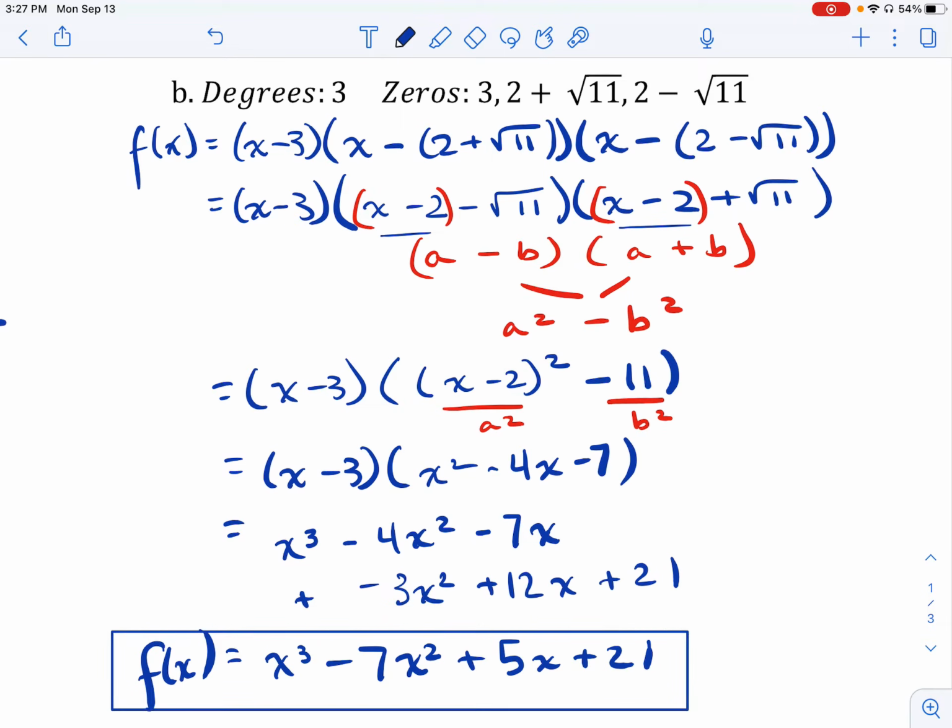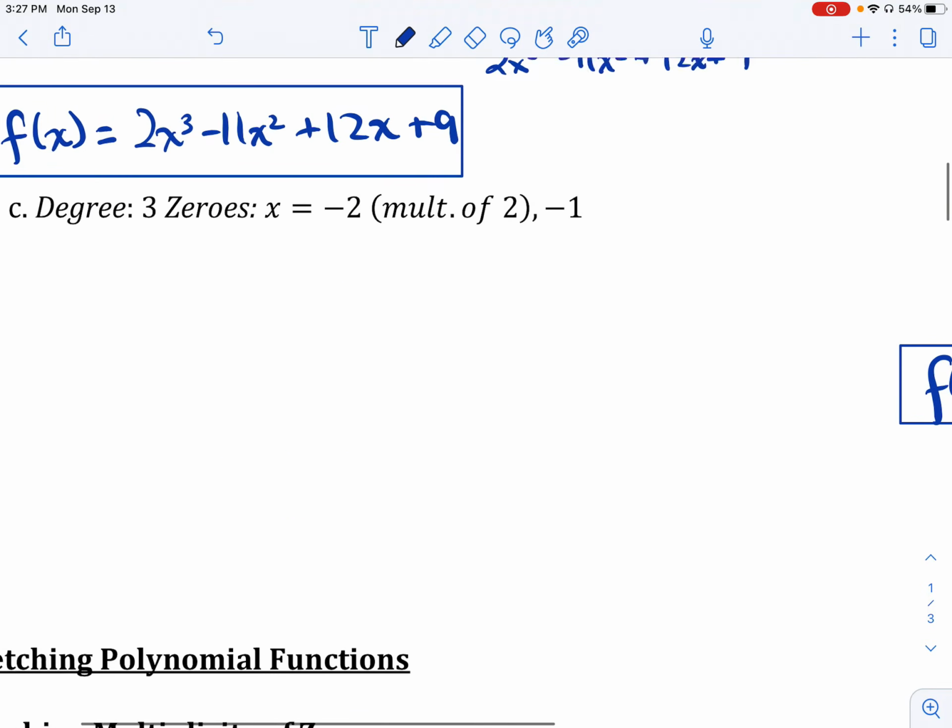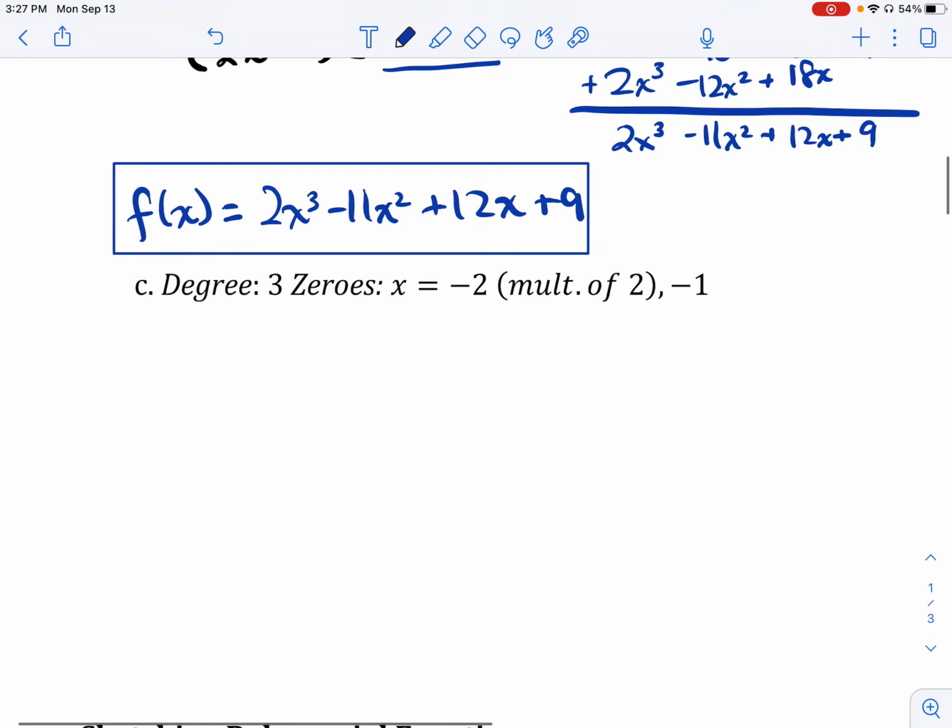Okay. Now let's do something a little bit different for this next one. For this next one over here, I'm going to introduce something. I'm going to state a condition here, that this function goes through negative 36 when x is equal to 1. In other words, that the point (1, -36) must lie on this graph.